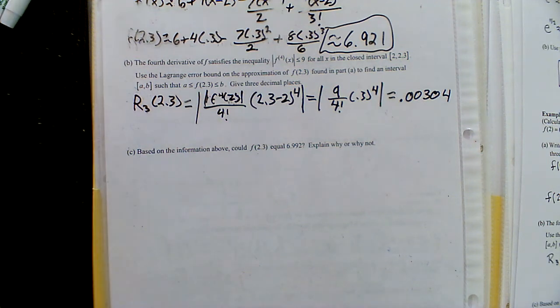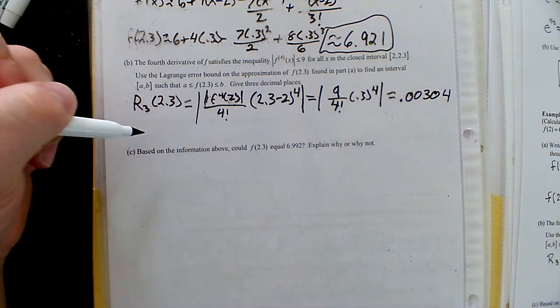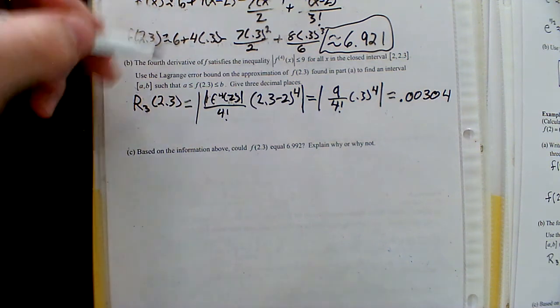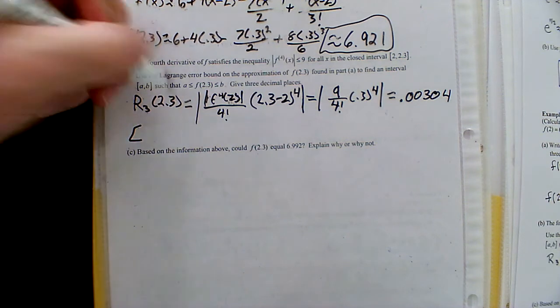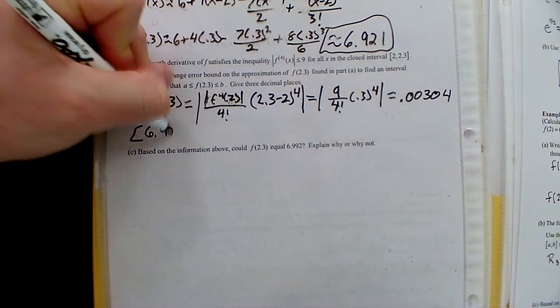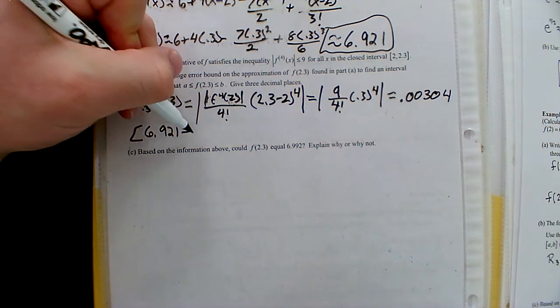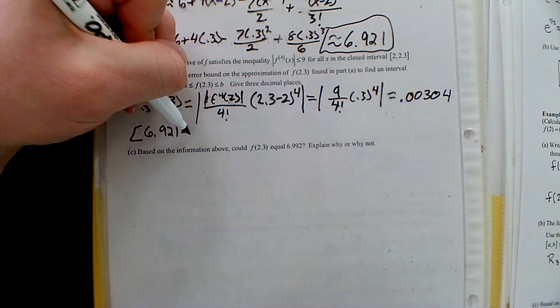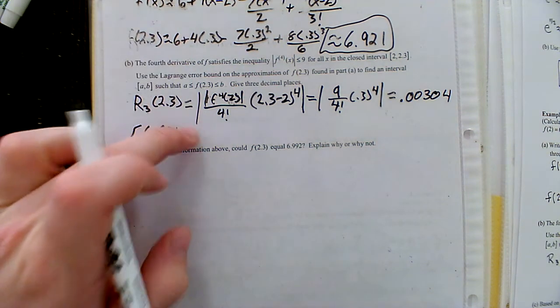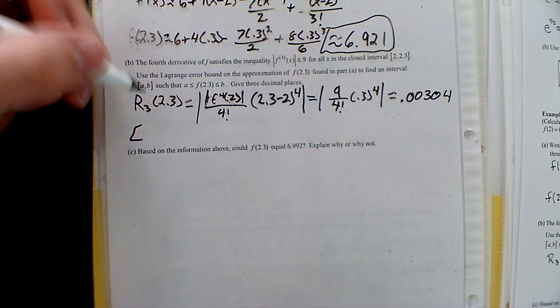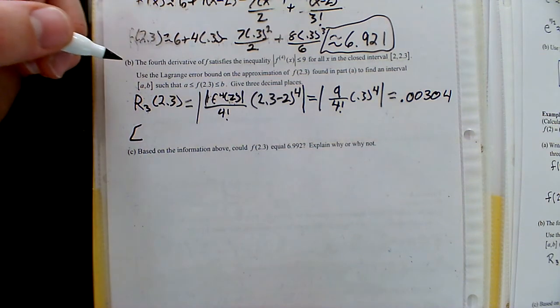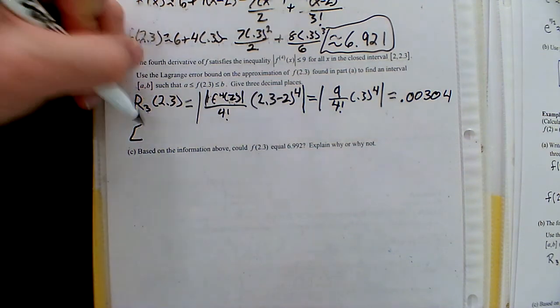So again, now, based on our error, we need to find the interval for part B. So the approximation from part A, 6.921, minus this error. I'm not going to show the work here. Go ahead and calculate it, and we'll just write down the values. So 6.921 minus your error gives you what value?